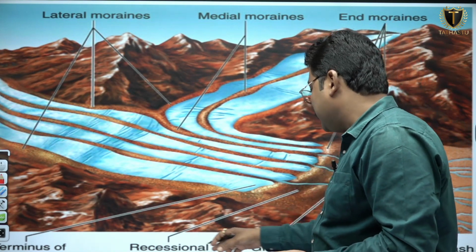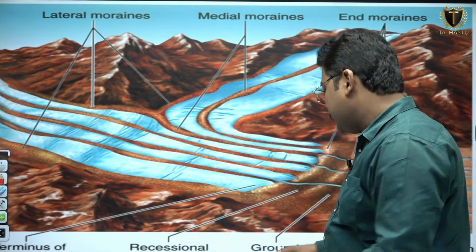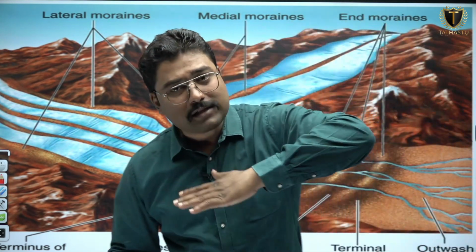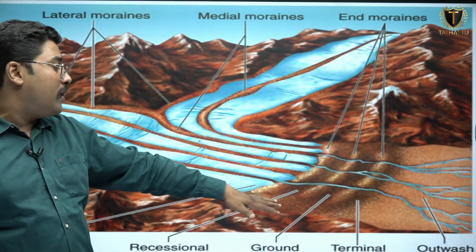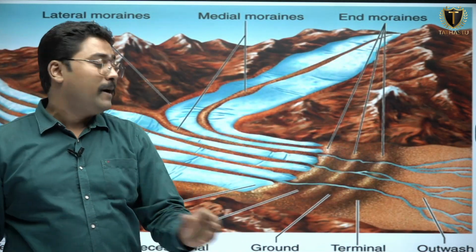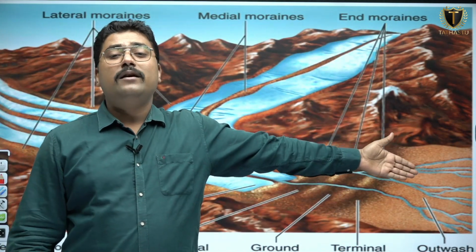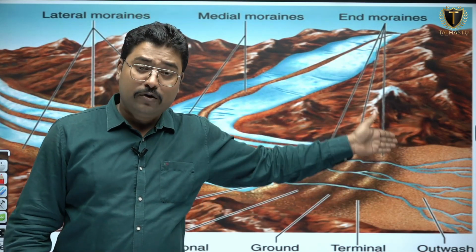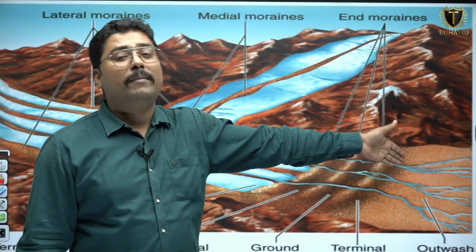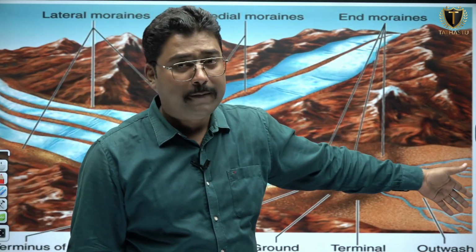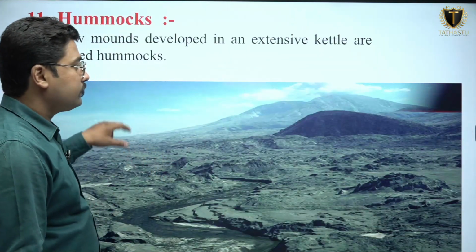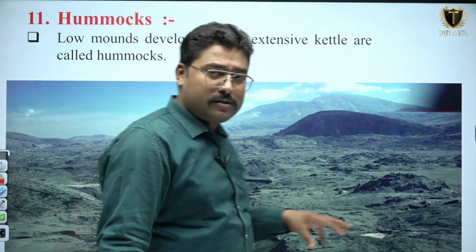Then after that the recessional moraines, means left behind, and ground moraines, the base moraines, and the outwash plain, means the small particles which will be carried beyond, you can say below the snow line, will be considered as the outwash plain. After this, the hummocks.